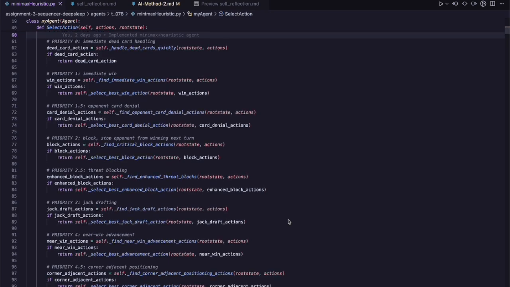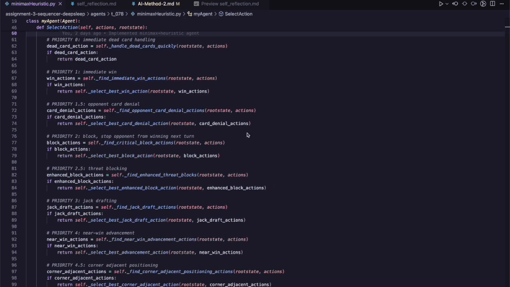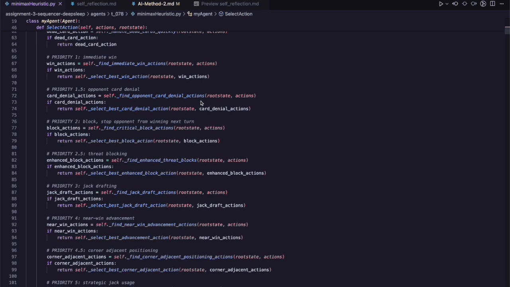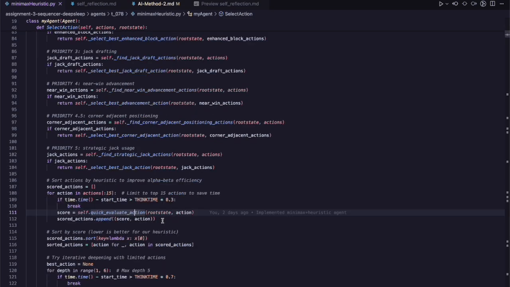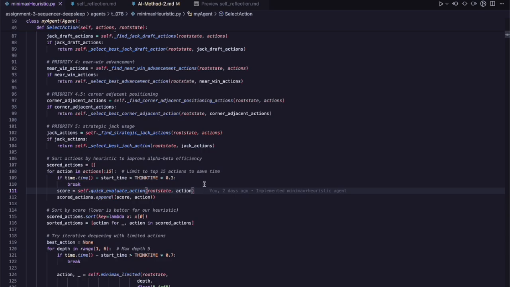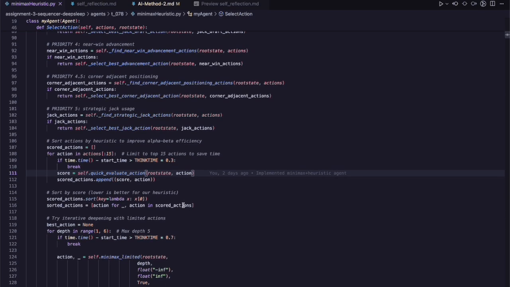Firstly, before we jump into the minimax algorithm, you can see we have a bunch of evaluation functions which will find the most obvious, most promising actions that we should execute, like the immediate win and preventing the opponent from immediate win actions. After that, we do a quick evaluation check for all the actions, which orders them by scores. The lower the score is, the more important the action is. I gave 30% of the thinking time to do the quick evaluation.